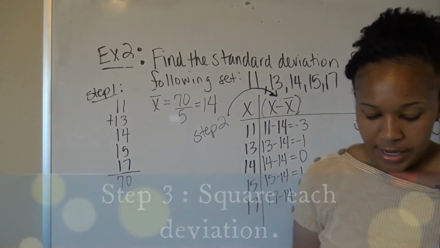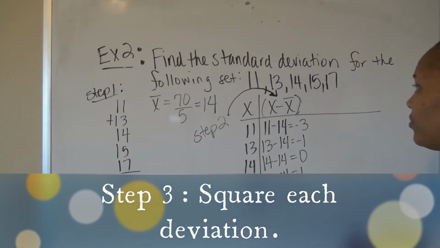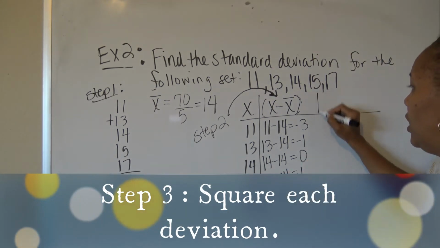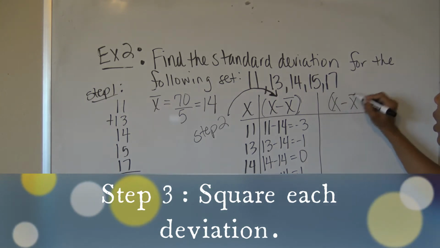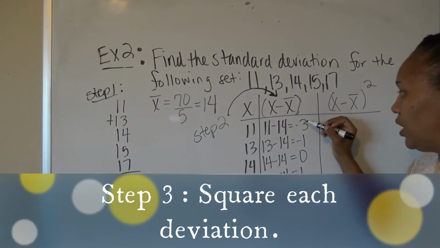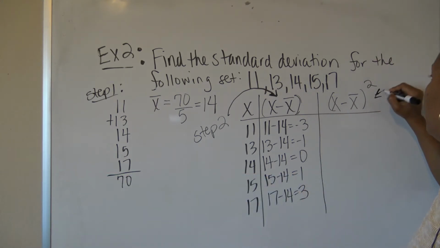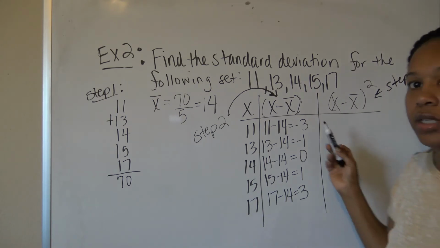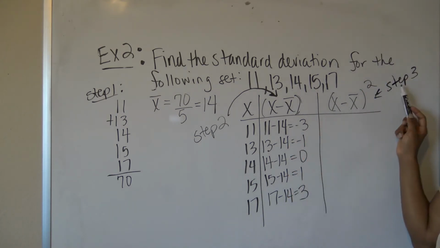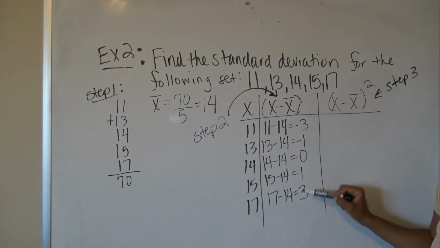Alrighty. Now step 3 is you want to square each deviation. So step 3 is actually going to be x minus x bar squared. So basically you're just taking each of these numbers and you're squaring it. So this is your step 3 right here. Step 3 is going to be to take each of these x minus x bars and square it. So we're going to take each of these numbers and square it.